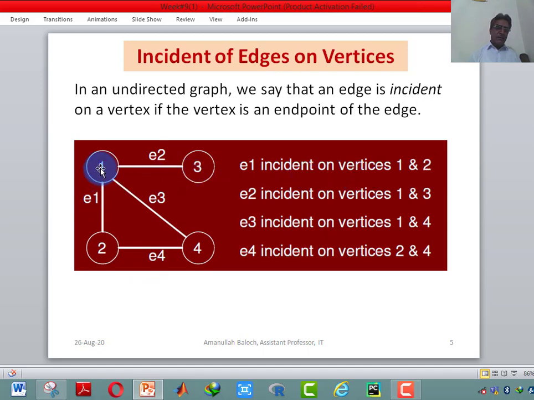E1 is incident on vertex 1 and 2. E1 is incident on vertex 1 from one side, and on the other side it is incident on vertex 2. E2 is incident on vertex 1 and 3. E3 is incident on 1 and 4. And similarly E4 has one end incident on 2 and the other end incident on 4.